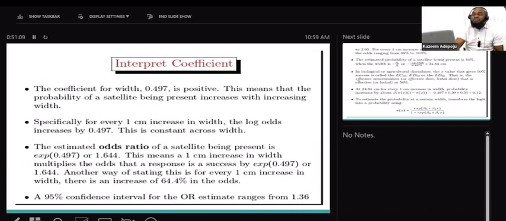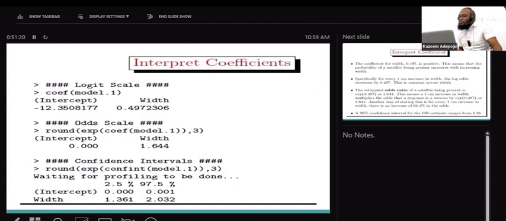I think my time is up. I have 2 more slides. I will start from this on Friday, the interpretation of that. Any question before I go? Any question on how to get the log odds estimate, the odds estimate, and also their corresponding intervals? Any question on that?